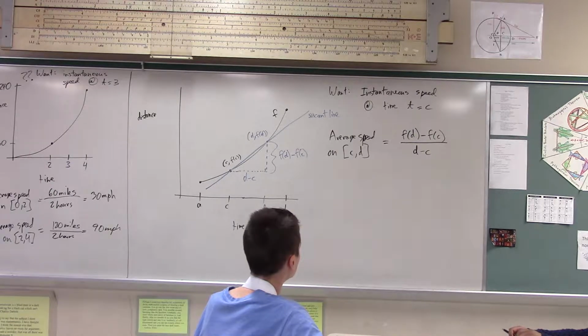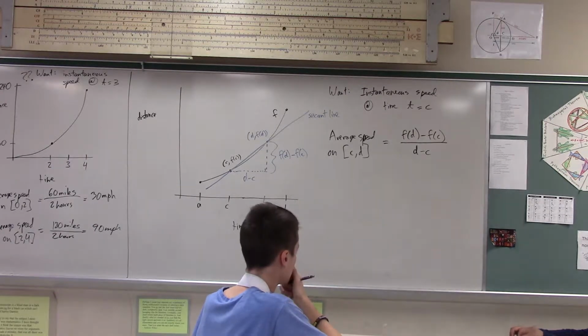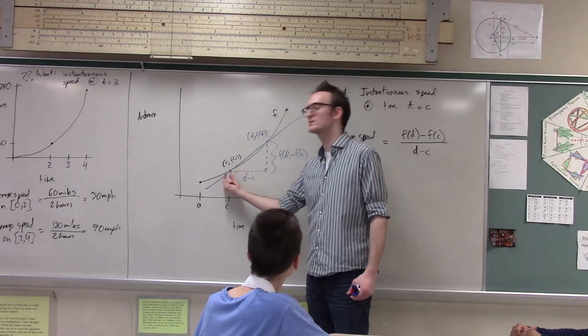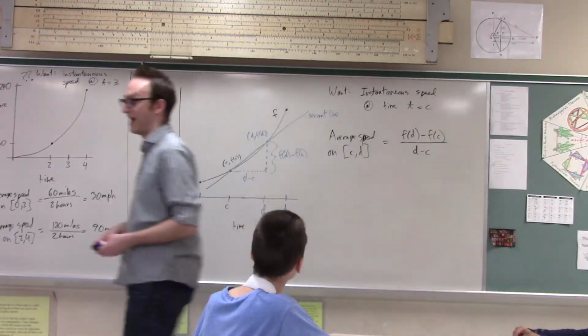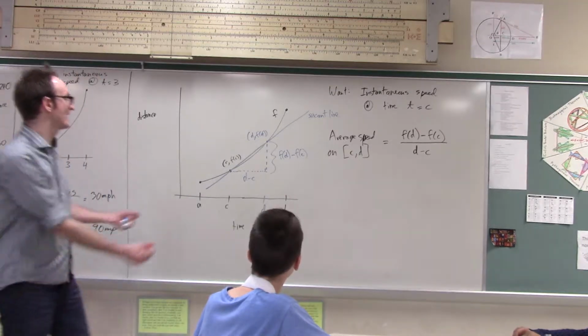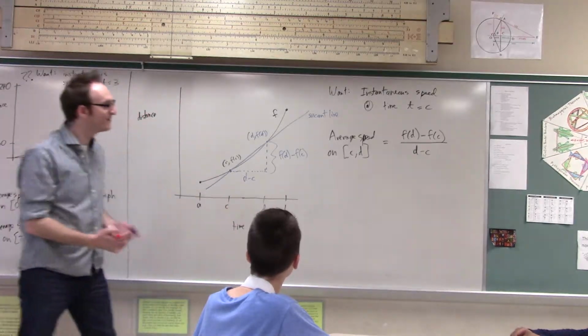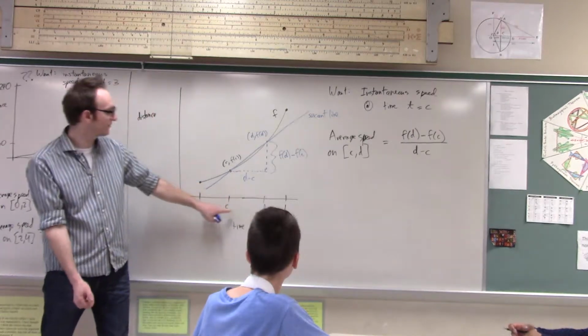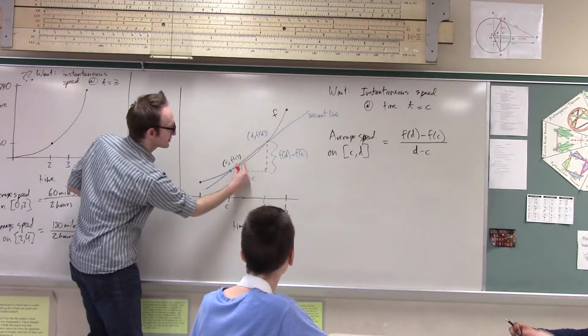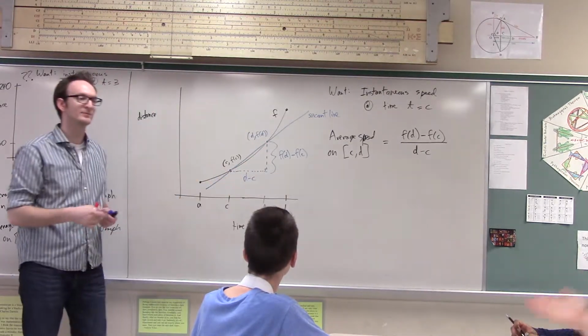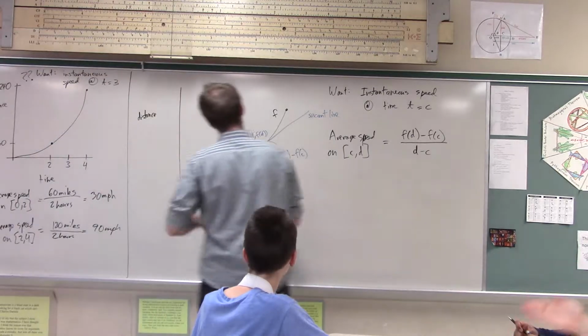However, that's not actually what I wanted. What I actually wanted was the instantaneous speed at time t equals c. So what do I do? Does everyone feel this? It's like in the air, right? What we need to do is move these points infinitely close together, whatever that means. And what happens if I move point D infinitely close to point C? Just closer and closer and closer. It becomes the tangent line.